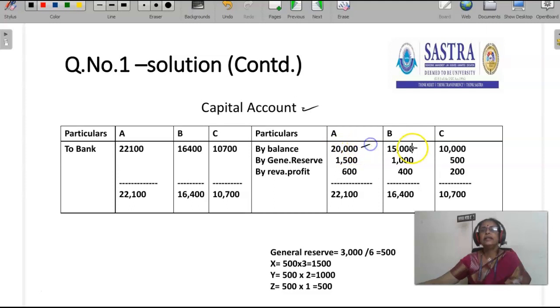Balance: A 20,000, B 15,000, C 10,000. General reserve. Total general reserve is 3,000. So 3,000 in the ratio 3:2:1. If we divide 3,000 by 6, we will get 500. 500 into 3, 1,500. 500 into 2, 1,000. 500 into 1, 500. So the share of general reserve to A is 1,500. B gets 1,000 rupees and C gets 500.